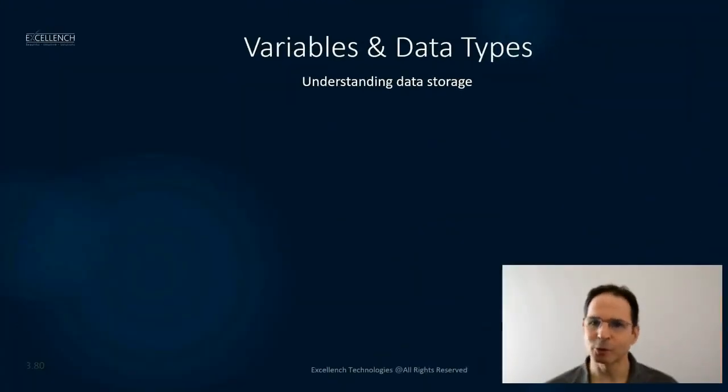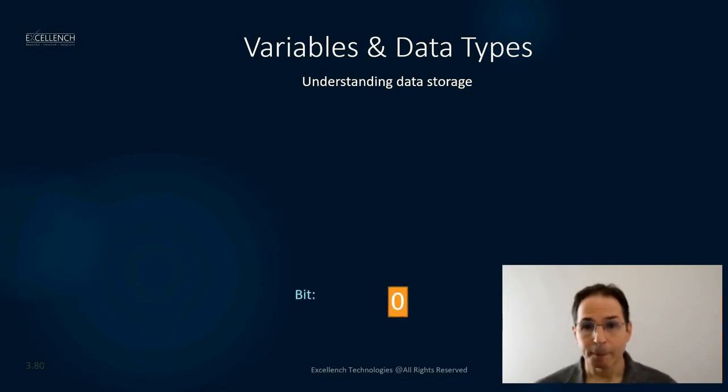Let's deep dive a little bit to understand how data is actually stored in the computer. A bit is the smallest storage possible in computers. A bit is like a light bulb. It can either be turned on or turned off. A bit can be either a 0 or a 1.